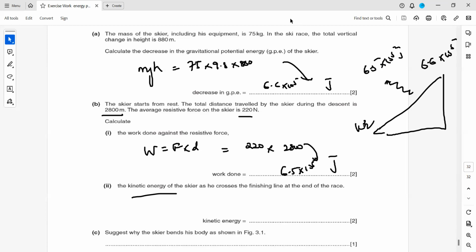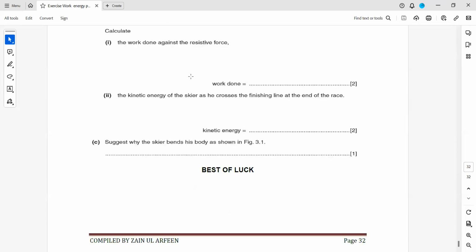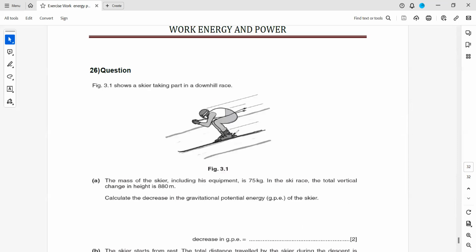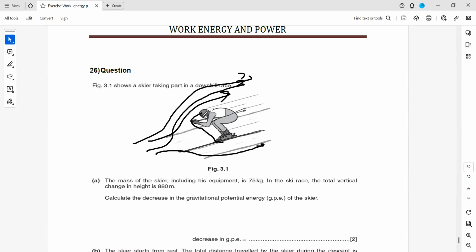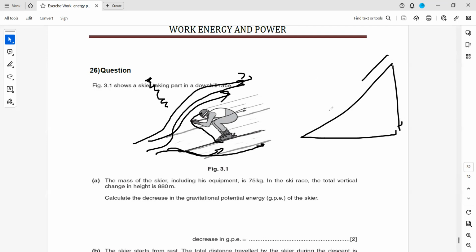And suggest why a skier bends his body as shown in figure 3.1. So why does he bend his body? What is the advantage? Because when he bends his body, he reduces the surface area in contact. So he reduces the air resistance. There will be air resistance, but less. As a result, less energy will be lost because of friction and more energy will be transferred. So he will move at a much higher speed. Because less is lost, more will be kinetic energy.